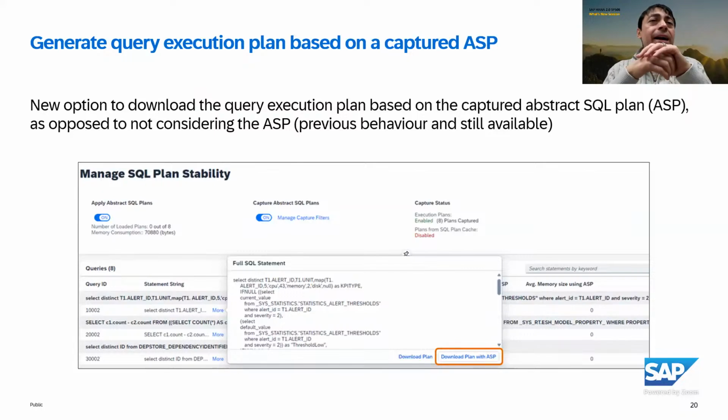In the plan stability application, there's a new option that allows you to download the query execution plan based on the captured Abstract SQL Plan, the ASP. Previously, this was not done. You would only download the latest executed plan for the query, but sometimes you need to consider the ASP, because sometimes the plan that the query runs might be different, even though it's the same query. And then you may find some performance degradation depending on the situation. So you may want to go back to the Abstract SQL Plan. And now you can actually download the query execution plan based on that captured ASP. It's a PLV file that you can download, and you can open that up with the tool later on.